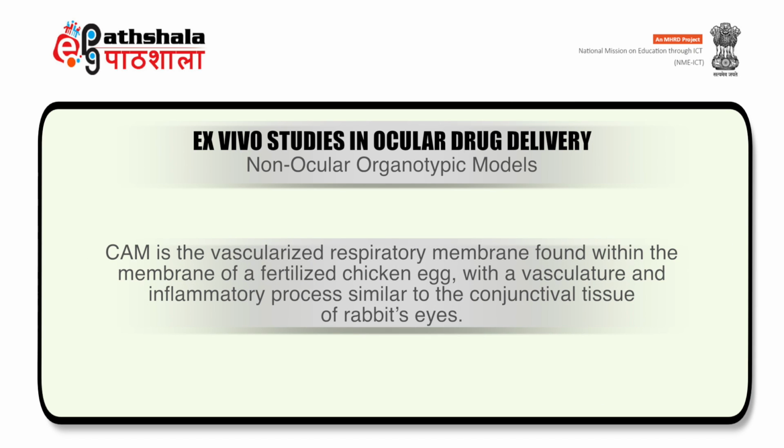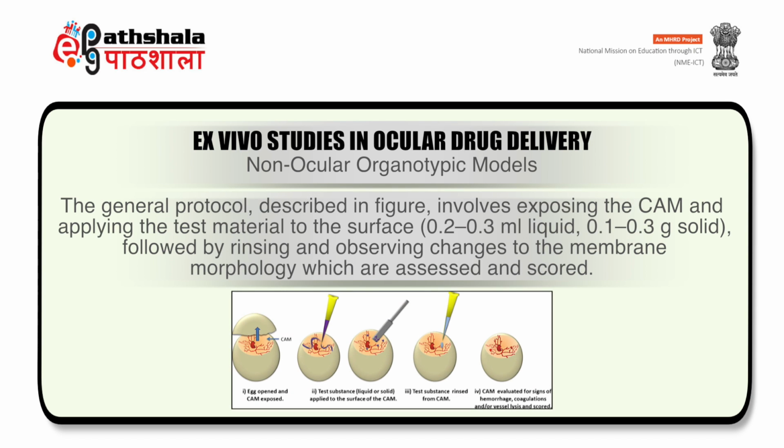CAM is the vascularized respiratory membrane found within a fertilized chicken egg, with a vasculature and inflammatory process similar to the conjunctival tissue of the rabbit's eye. The general protocol described in the figure involves exposing the CAM and applying the test material to the surface, followed by rinsing and observing changes to the membrane morphology, which are assessed and scored.